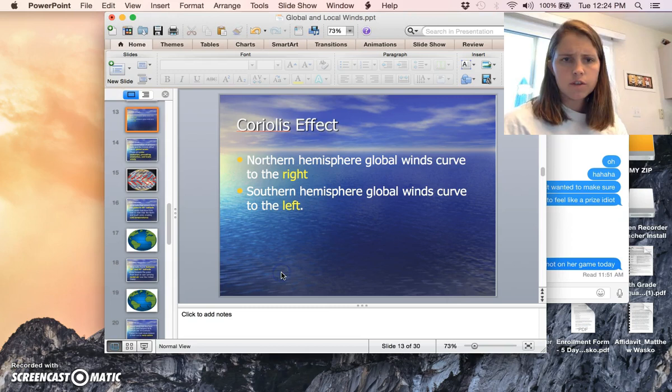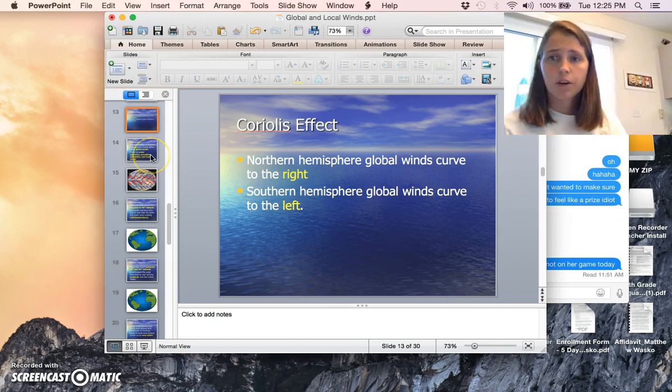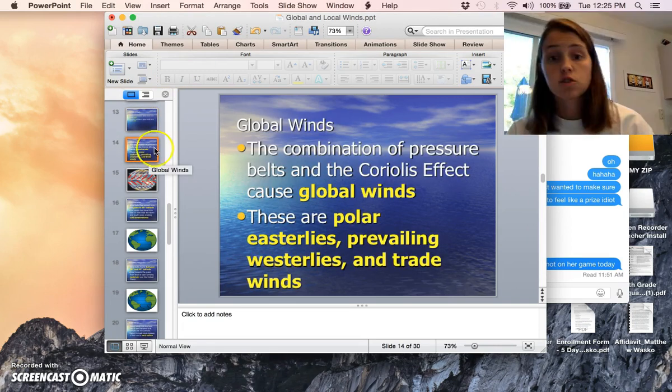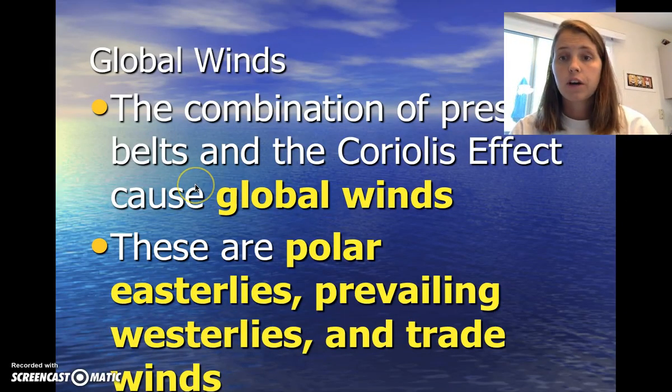Okay, so continuing on, I hope that made sense. The Coriolis effect is why we see spinning storms. Now we're going to continue with our global winds.